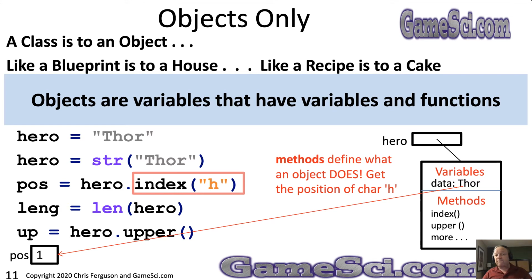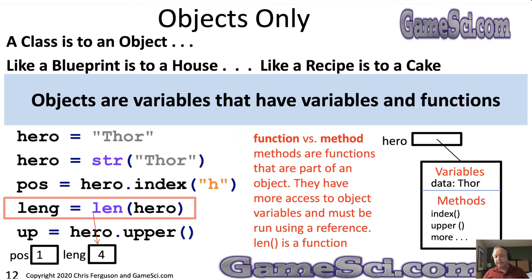A method is just a fancy word for a function. What's the difference between a function and a method? Very little. A method is a function that's inside an object. That's all a method is, and the methods of an object define what the object does. This will get the position of the character H. Strings, just like lists, start with index 0, so the T is at position 0 of the string, and the H is in position 1. Index method will find you the position of the H, it's at position 1, and send it back to the variable.